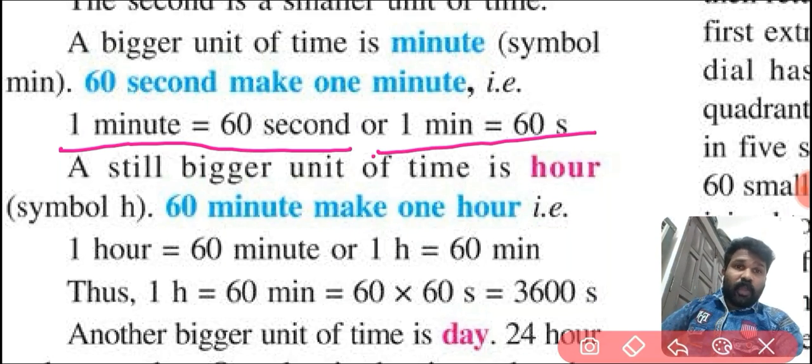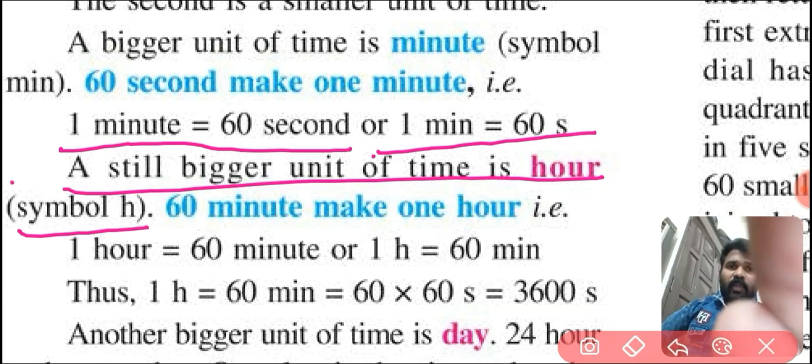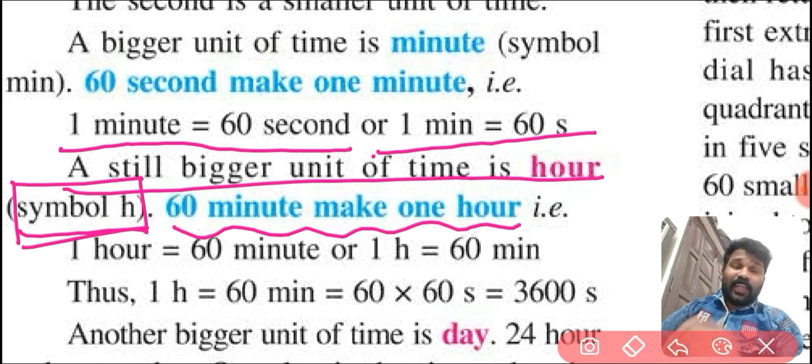MIN is the symbol of minute. So we can write 1 MIN, 1 minute is equal to 60 S, 60 seconds. A still bigger unit of time is the hour. The symbol of hour is H. 60 minutes make 1 hour.